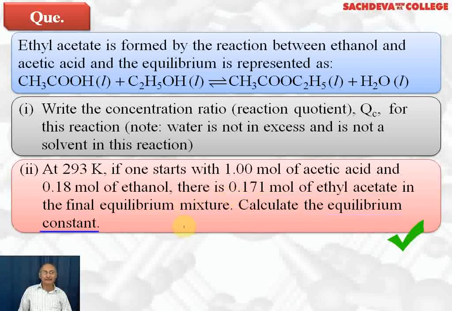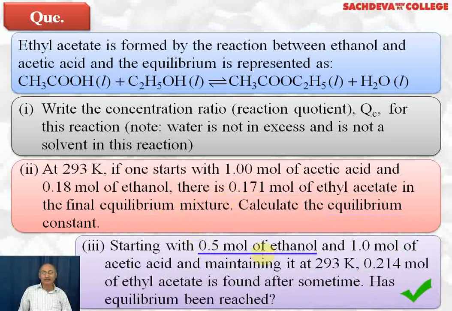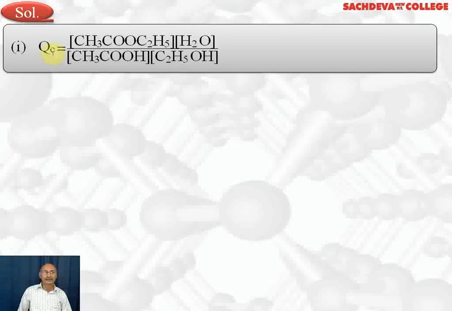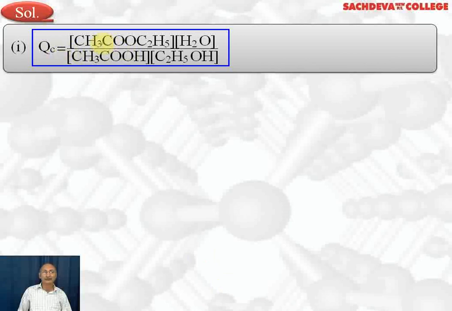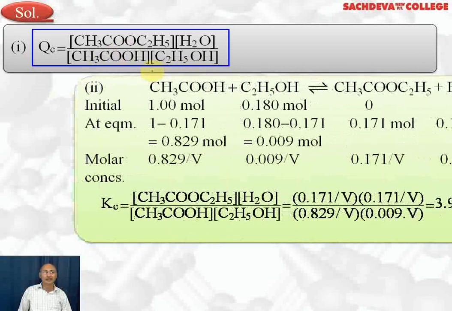Calculate the equilibrium constant. Starting with 0.5 mole of ethanol and 1 mole of acetic acid and maintaining it at 293 Kelvin, 0.214 moles of ethyl acetate is found after some time. Has equilibrium reached? First we write expression for QC. It is homogeneous equilibrium involving all liquids, so all will be taken into consideration. QC is equal to molar concentration of ethyl acetate into molar concentration of water divided by molar concentration of acetic acid into molar concentration of ethyl alcohol.